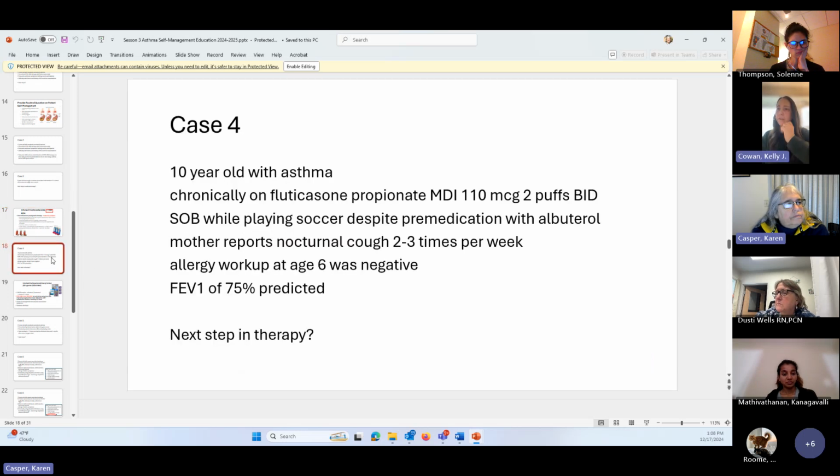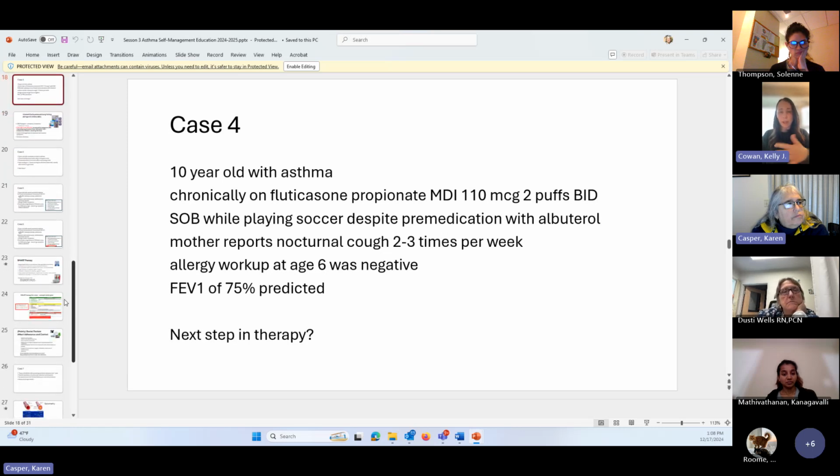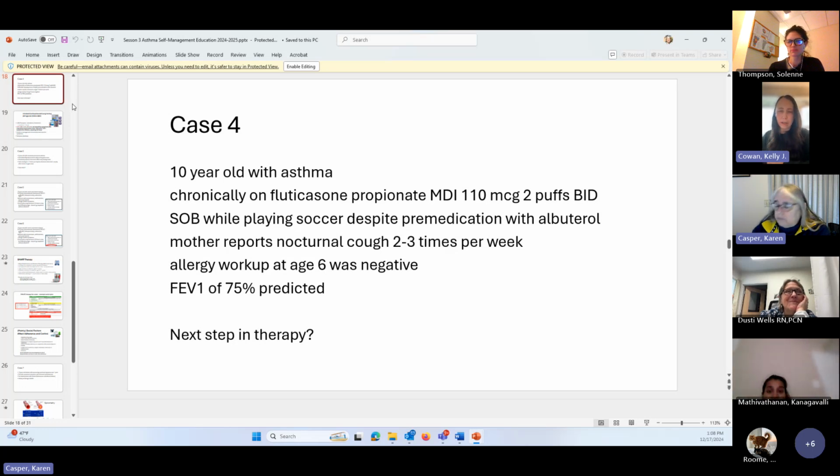Next slide. Then we'll talk about the next steps in therapy when inhaled steroids alone are not treating symptoms. It's a 10-year-old with asthma who's chronically on a medium dose of inhaled fluticasone. This is formerly Flovent. They're adherent with therapy. They use their spacer correctly, but they continue to be short of breath playing soccer despite pre-treatment with albuterol. So they're limited in their activity.